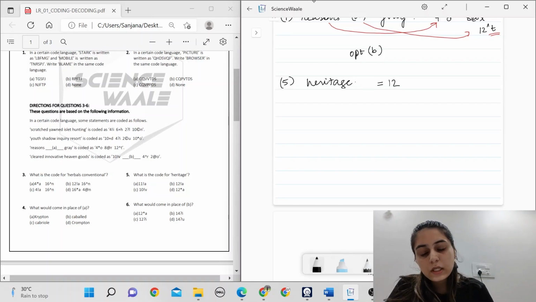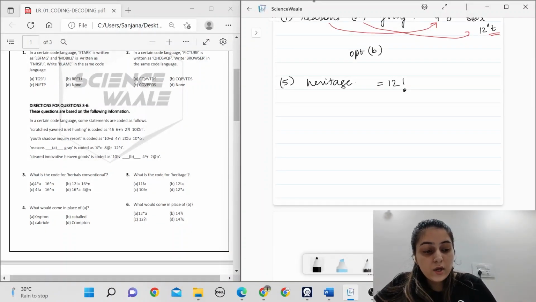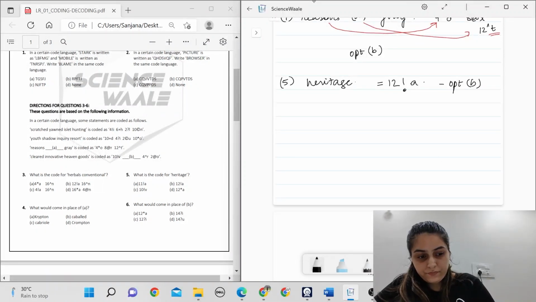So here out of the information they have given us, the word which starts with H is hunting. Hunting is a 7-letter word, odd number. 7 minus 3 is 4. So it has the symbol exclamation mark. So here it would also have a symbol exclamation mark, and the letter would be the third letter from the right. So it's A here. So the answer would be 12 exclamation mark A. That is option B.